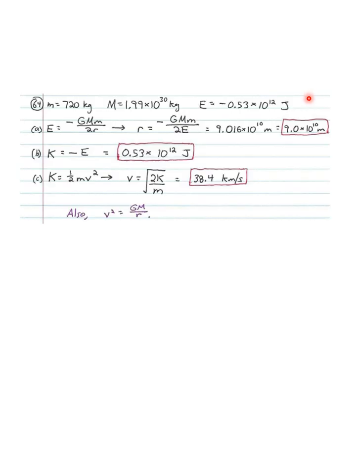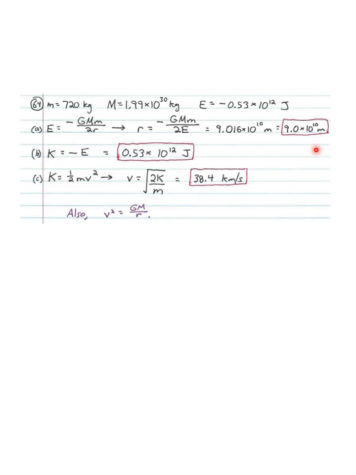And the first question asks, what is the orbital radius? Go back in your notes, go back in the book. This is the equation for the energy of something in circular orbit. We're just going to use that equation, negative G big M little m over 2r. Solve it for r, and we get 9 times 10 to the 10th meters.